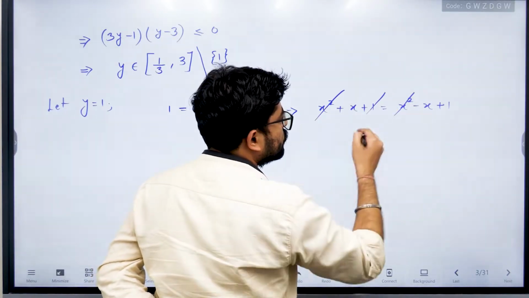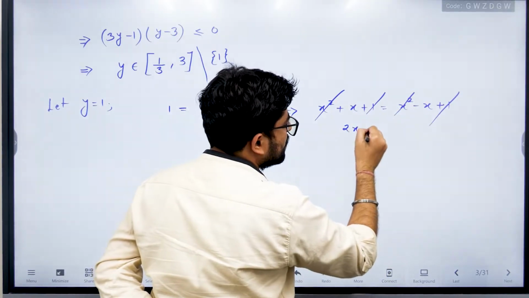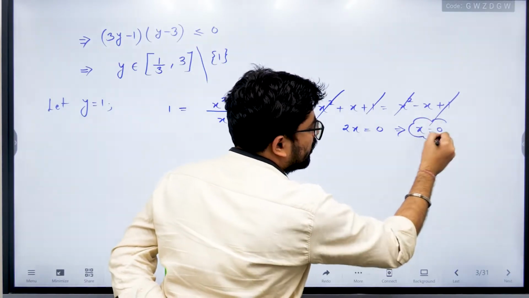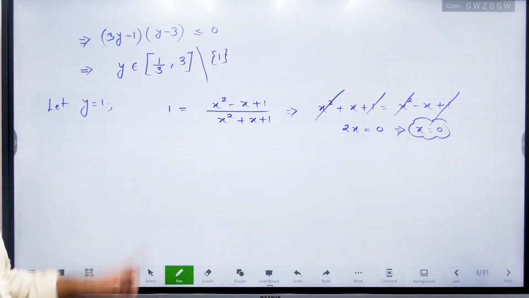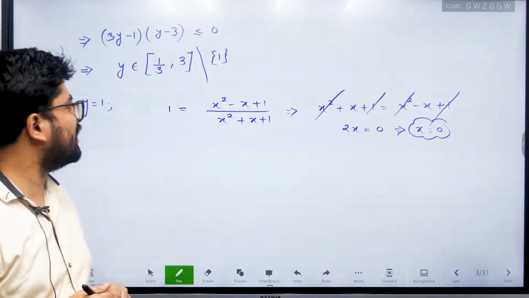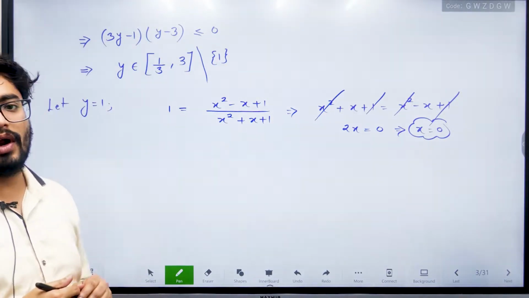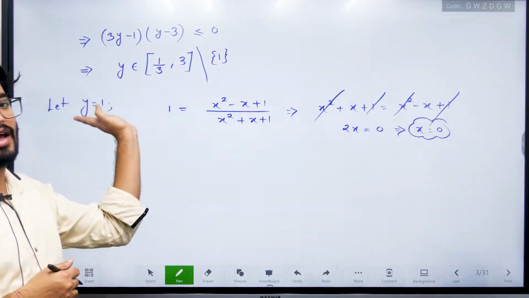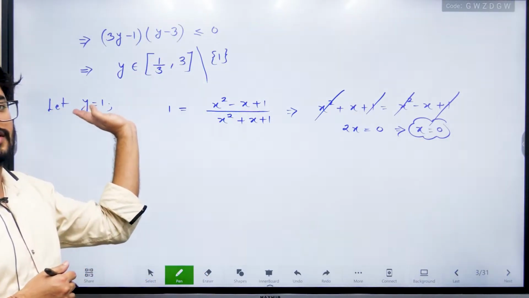You can cancel these two things, so you'll get 2x is equal to 0. So from here you can say x is equal to 0. It means yes, at x is equal to 0, your range y takes the value 1. And x belongs to my domain, so yes, it means y is also in my range. y is equal to 1 is in my range.